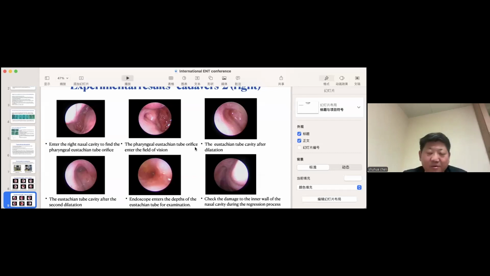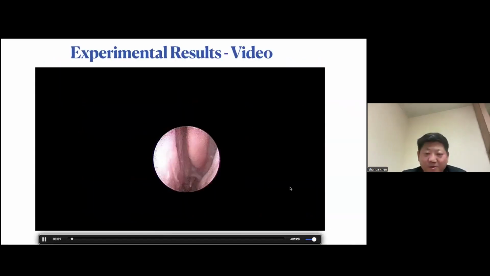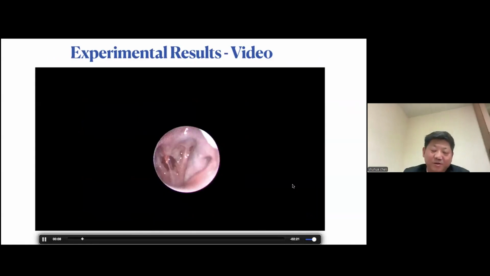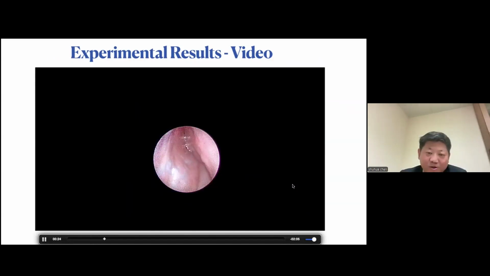Now here's a video. So we use the endoscope to see the pharyngeal endoscope orifice. Ear extension tube. We find a blockage and block it, and put the endoscope inside and then dilatations. Put the endoscope inside.